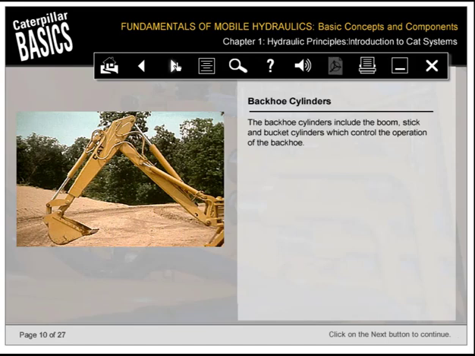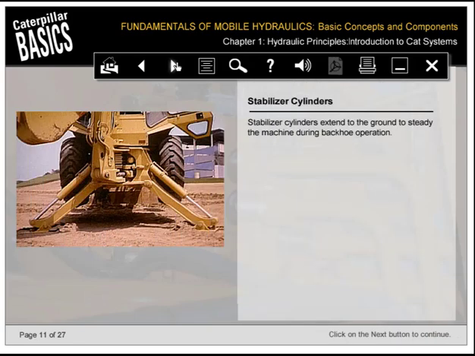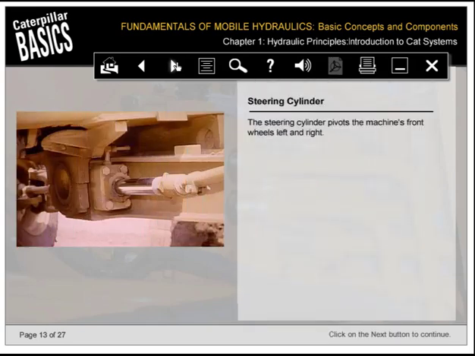The backhoe cylinders include the boom, stick, and bucket cylinders, which control the operation of the backhoe. Stabilizer cylinders extend to the ground to steady the machine during backhoe operation. Swing cylinders move the backhoe from left to right. The steering cylinder pivots the machine's front wheels left and right.